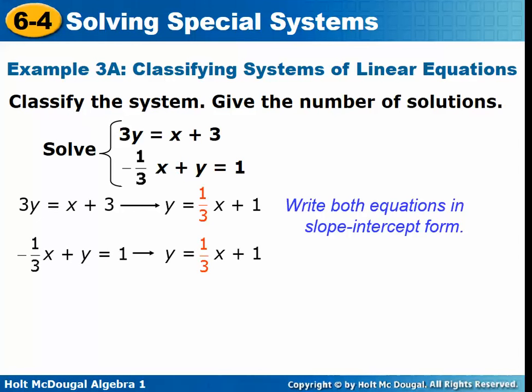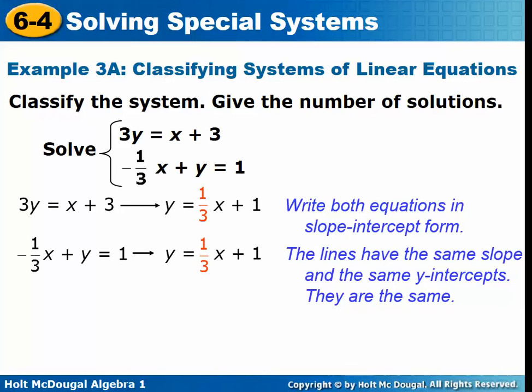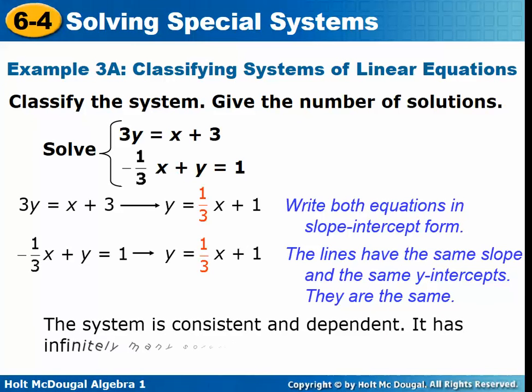So they decided to write both of these in slope-intercept form, or to solve for y. And at that point, you would see that they have the same slope and the same y-intercept. And you would say then that they are the same line, it's consistent and dependent, and has infinitely many solutions. I guess that's the best way to do that one. It's not really set up for elimination or substitution at this point, although it could be.